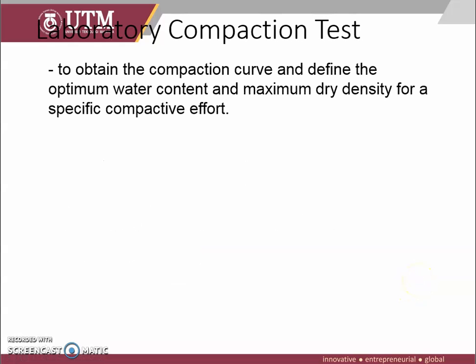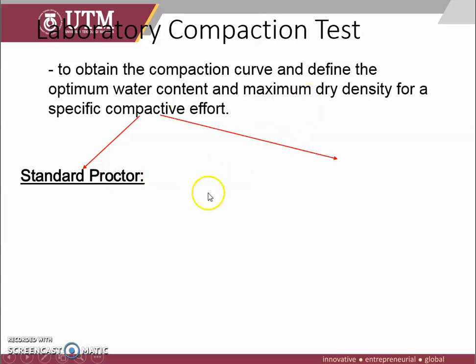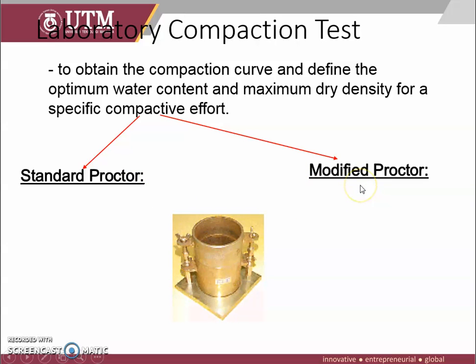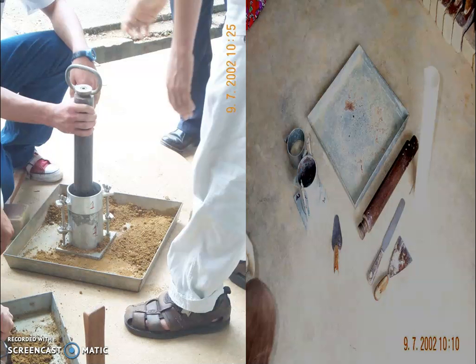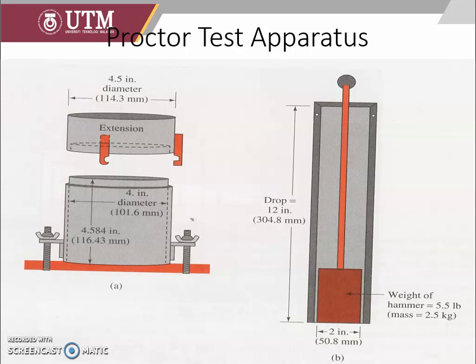Okay, we know that when we're doing compaction, we can define the optimum water content and also the maximum dry density. We have two different types of compaction test, which are the standard Proctor and the modified Proctor. The difference is as follows, and these are the tools that we use in the laboratory, and the layout of the mold and also the hammer.